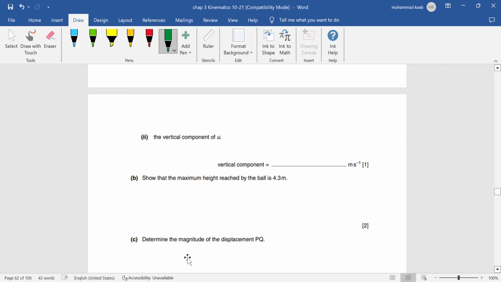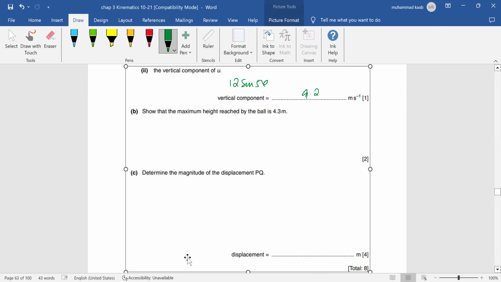The vertical component is just 12 sine theta. Just calculate it: 12 sine 50. That gives 9.19, or 9.2. Okay, just 9.2. Fine, the next one.